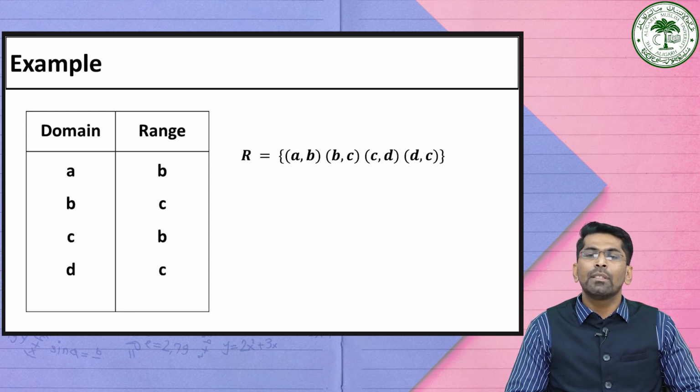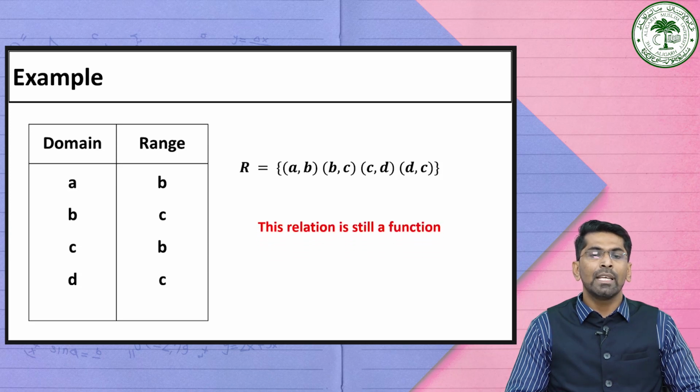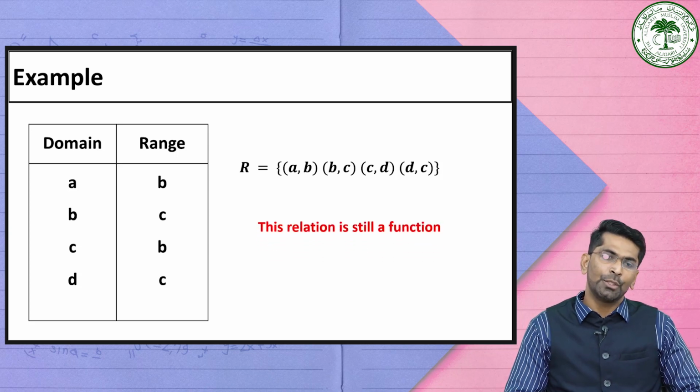However, it is okay for two or more values in the domain to share common values in the range. See here, A is paired with B, and C is also paired with B. So the range value is the same, but it does not matter. Elements A and C in the domain share the same value B in the range, and B and D in the domain share the same element C in the range. This is a relation and still it is a function.